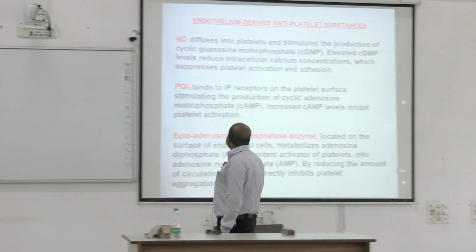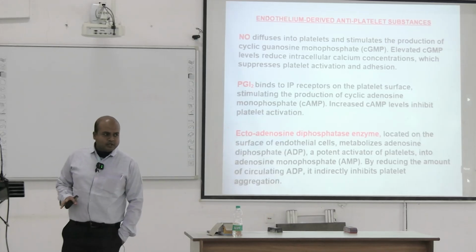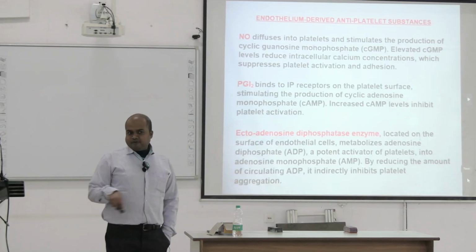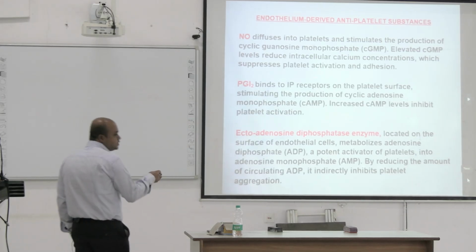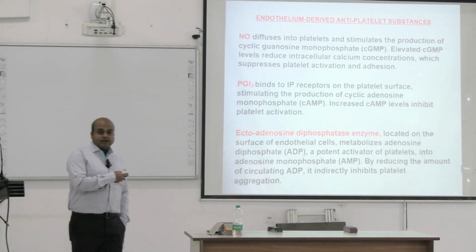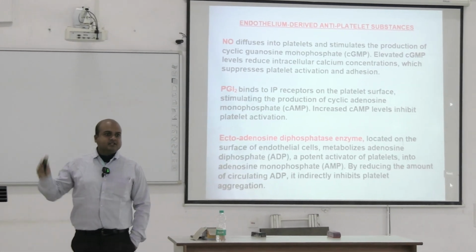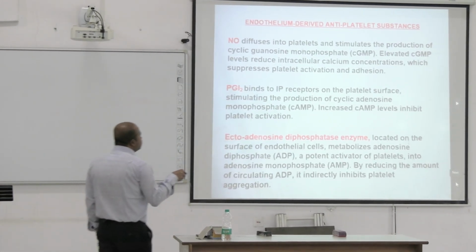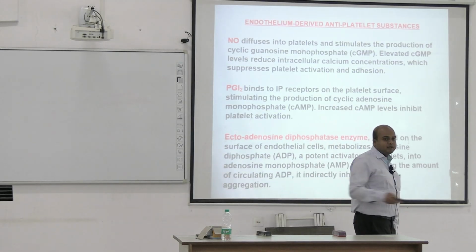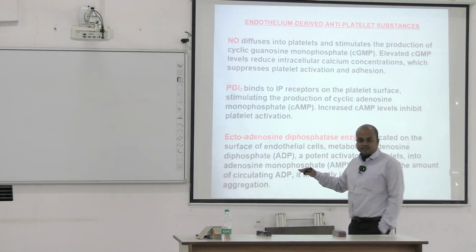Nitric oxide diffuses into platelets and forms something called cGMP, cyclic guanosine monophosphate. You have heard about it in the general physiology classes. cGMP formation reduces intracellular calcium concentrations. Calcium is needed not only in the coagulation pathway, it has so many functions in the body. Calcium is needed in platelet adhesion and activation. Actually adhesion should be written prior to activation. The steps are adhesion, activation, then aggregation.